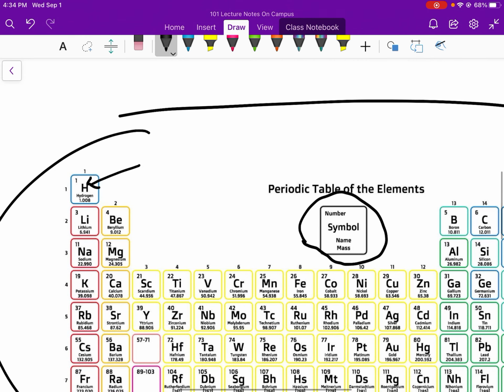Right above it is the atomic number. So I'm just going to circle that over here. And then on the left-hand side, we can see the atomic number is 1 in hydrogen. And this is actually the number of protons. I'll define all these in a minute.